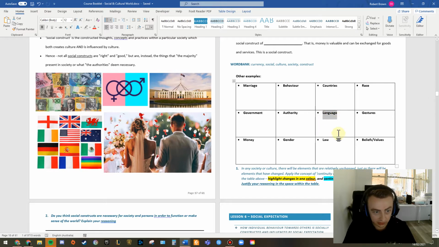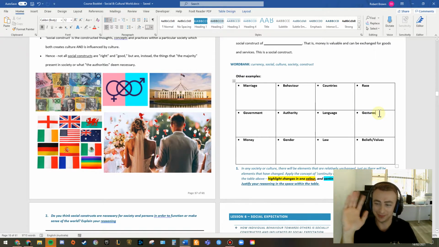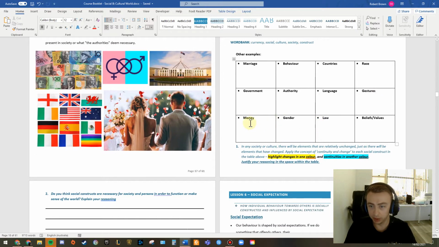Language is a social construct. There's thousands of languages around the world, and we've said that different sounds coming out of our mouths, with different inflections, with different letters, all mean different things, right? Again, a social construct. Our gestures, this in Western culture is a wave and means hi, but in certain parts of India it means go away. So again, a social construct there. Money we went through, gender we went through, law we went through, and beliefs and values we went through.